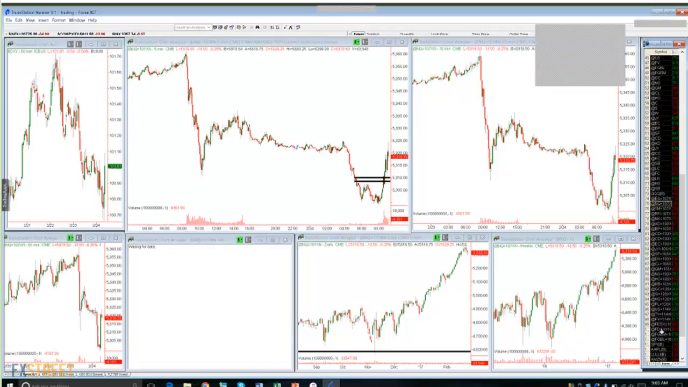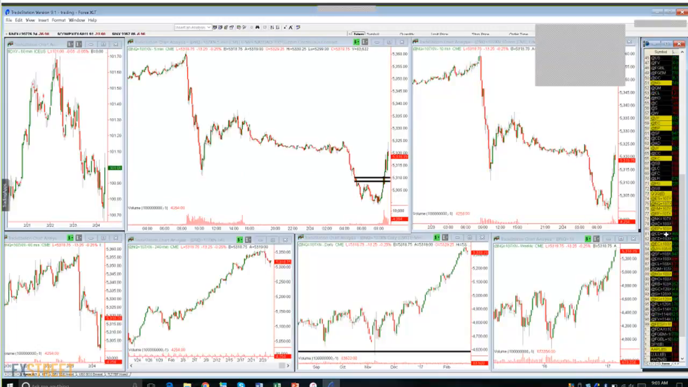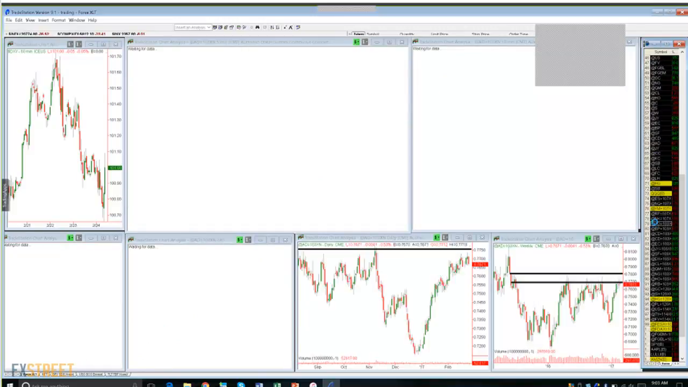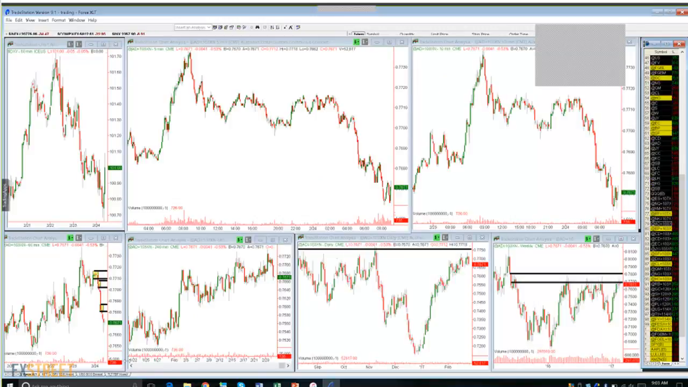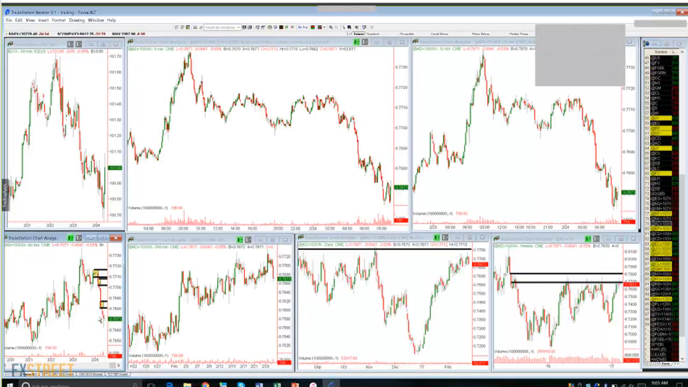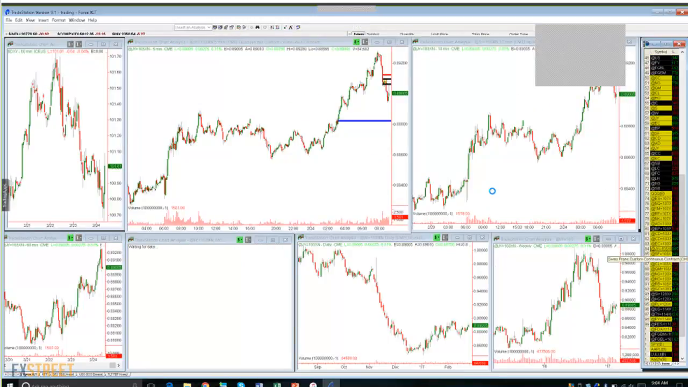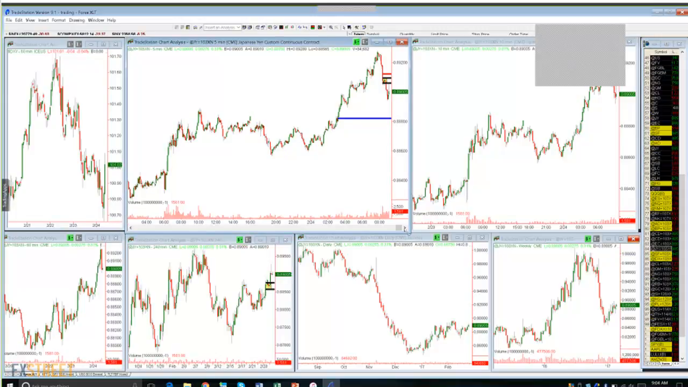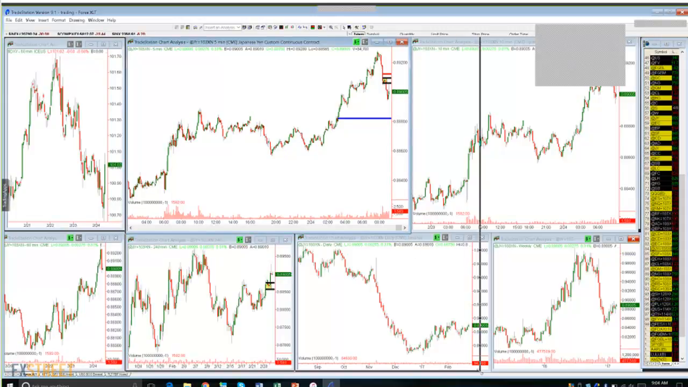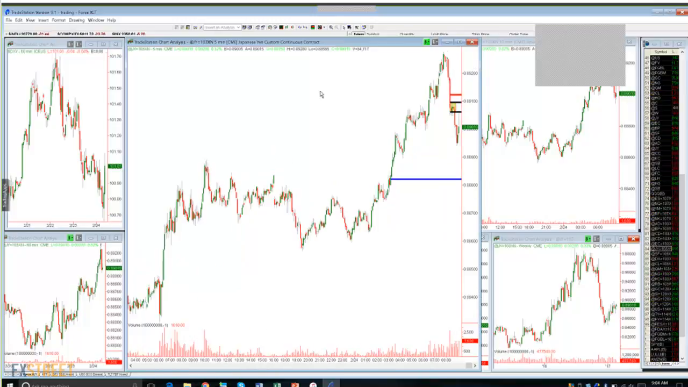Oh, yeah, let's go back to our Aussie dollar. Yeah, it's not moving enough. It's not there yet. Okay. Here's our yen. Start to go back and look at some of these.